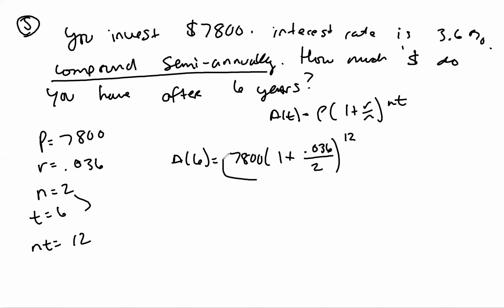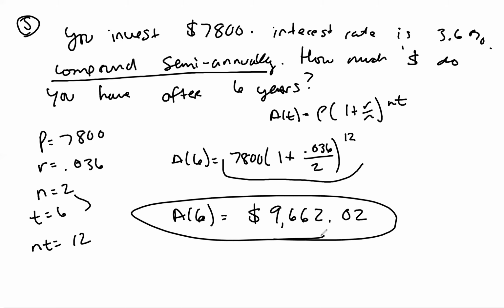And so again, you're going to be able to type this in. And when you type that in, we're going to round it off to the nearest 2 decimal points, just like we would if it was actual money. And so we're going to get $9,662.02. And that's it. I'm done.